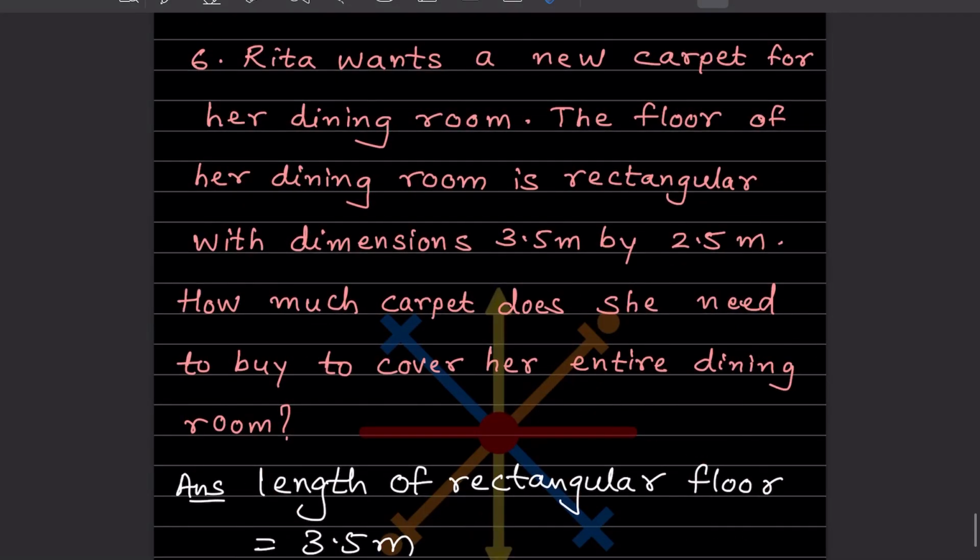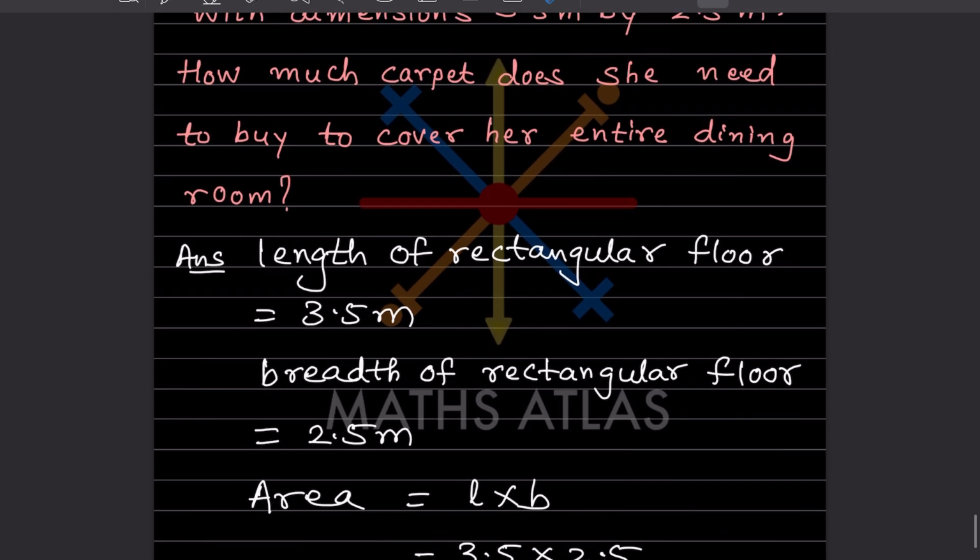Rita wants a new carpet for her dining room. The floor of her dining room is rectangular with dimensions 3.5 meter by this one. So this will be length and this is going to be the breadth. How much carpet does she need to buy to cover her entire dining room? So first, what are we going to do? We are going to write the given things. Length is 3.5 given. Breadth is given as 2.5.